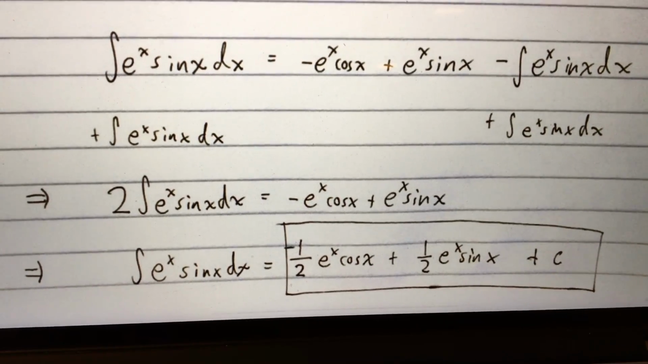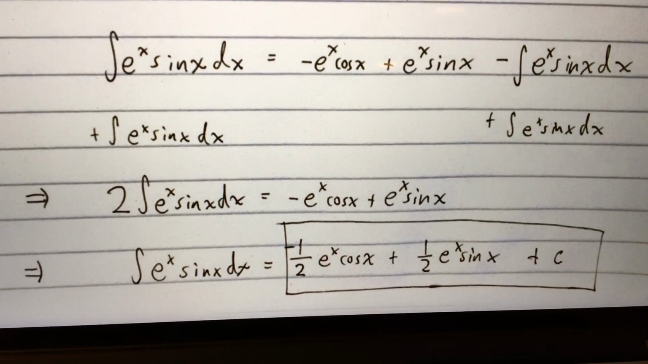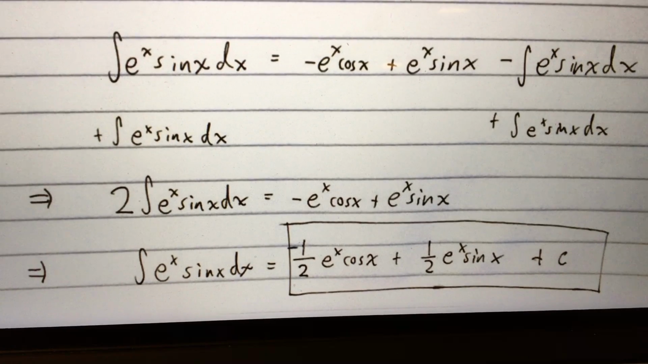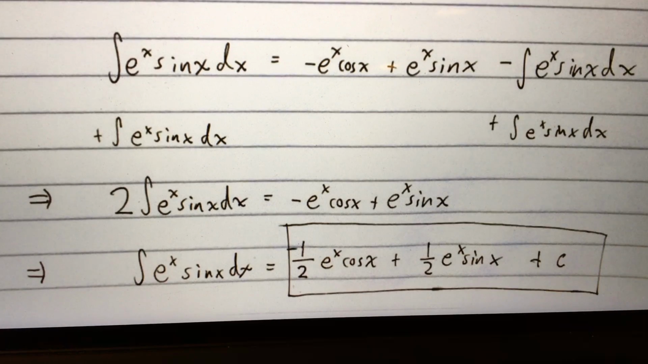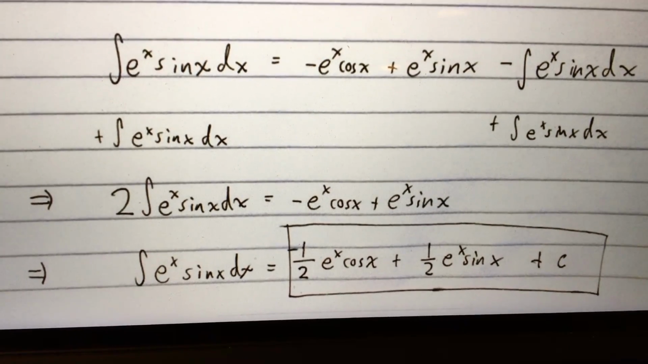And then of course you can check your work. Just take the derivative of that negative 1/2 e to the x cosine x plus 1/2 e to the x sine x. And sure enough, you get back e to the x sine x, what's inside of the integral.